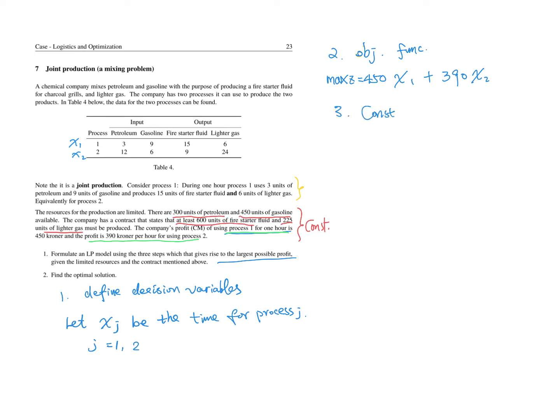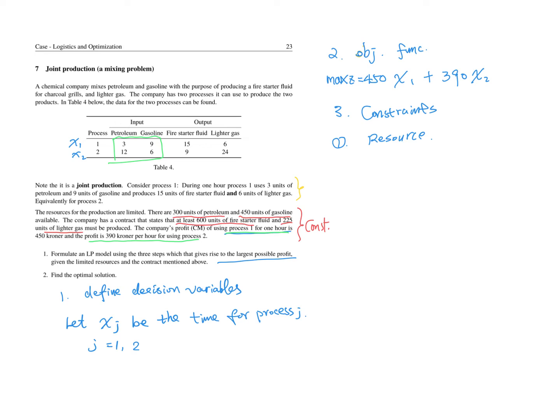So next step, we try to formulate the constraints. It's a little bit more complicated. So basically we have 2 types of constraints. One is a resource constraint. So as we said, the resource is limited. So you know the time and the petroleum and the gasoline will be consumed to produce the product. So here we start by looking at the first part of table 4 about the input. So that's basically the resource.